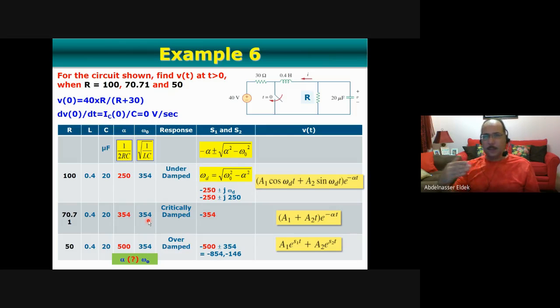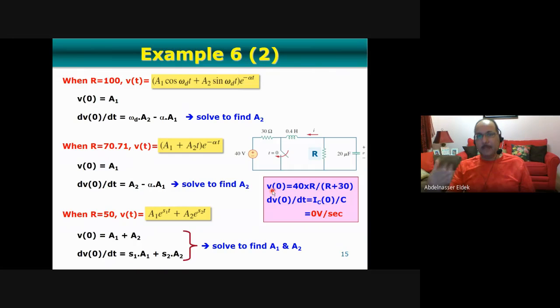Then the next step is to use the initial conditions, which are v of 0 and dv by dt at 0, to calculate A1 and A2. And to make it easy for you, I prepared these equations for you. So here v of 0 is just A1. V of 0 is 40 times R over R plus 30.